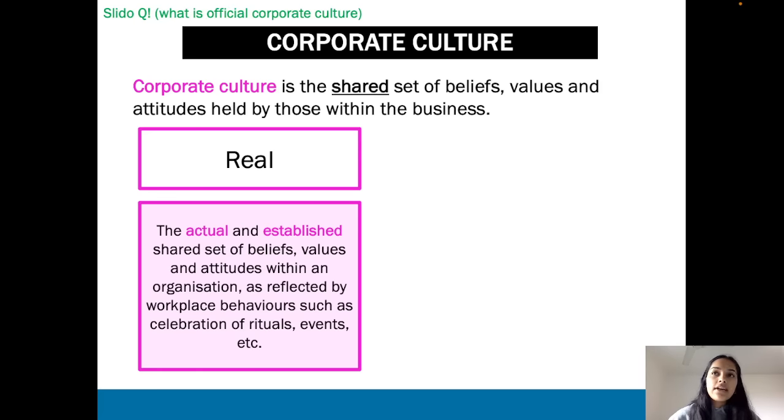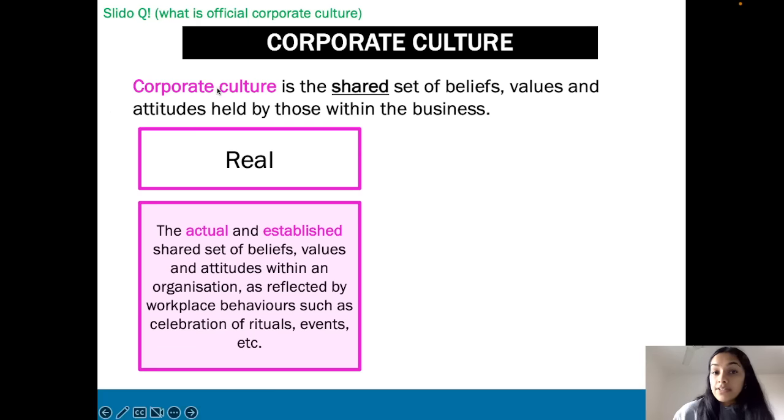But with real corporate culture, it can only be experienced by those who have actually had contact with the business. So for example, actual employees that have worked within that business would have experienced the real corporate culture, because that's all to do with the actual attitudes of the organization, the workplace behaviors, but also the internal events that go on. So the celebration of rituals, the celebration of events, all of those things.